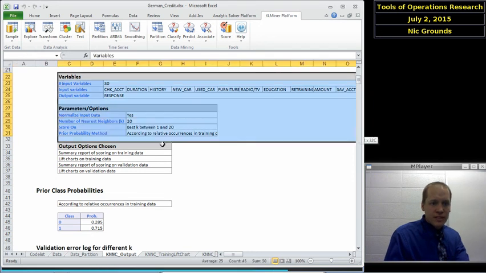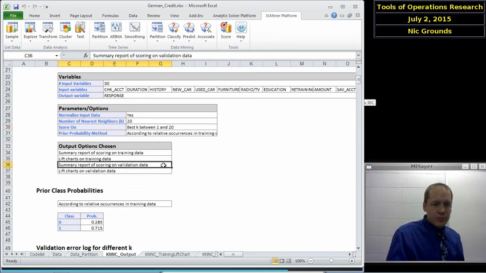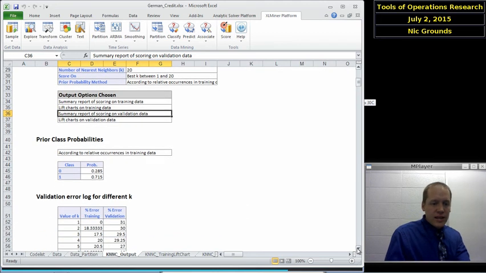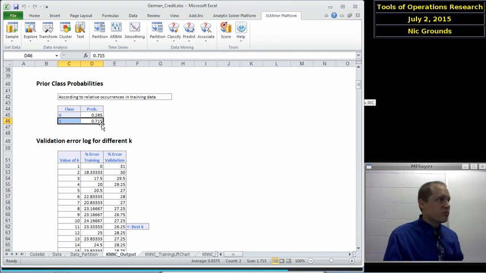So up front, it tells us what we did. We had these input variables. We were trying to predict or classify a response. We normalized the data. We used a k of 20, or really a k of 1 to 20, and so forth. Here it's going to summarize basically what the data was. So 28% of the data didn't get a loan, 71% of the data did. That's just a fact of the data, right?